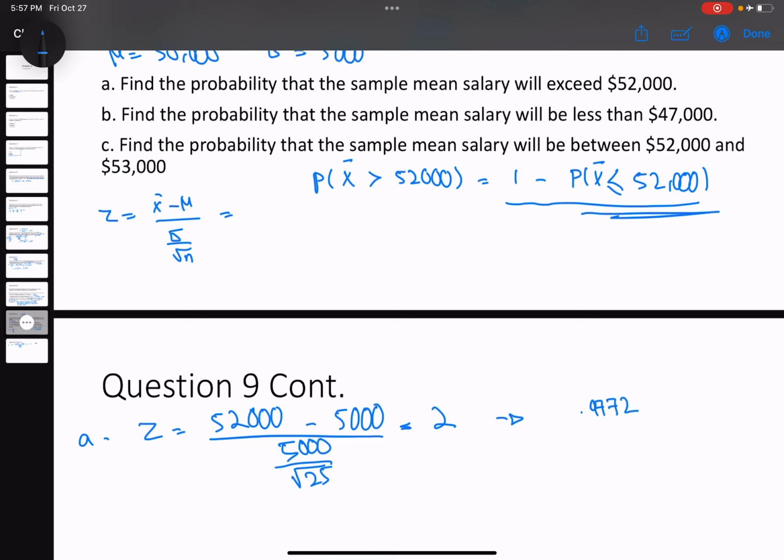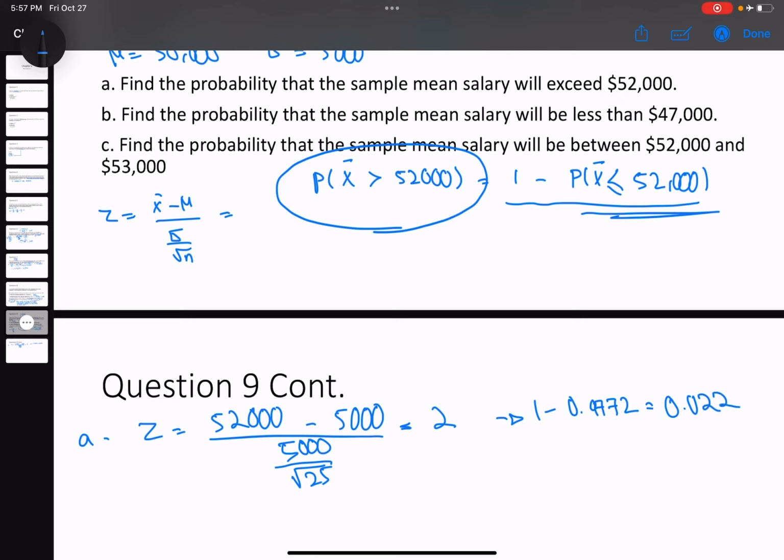To get the probability that the sample mean exceeds 52,000, we simply subtract this value, 0.9772, from 1, and the probability would be 0.0228.